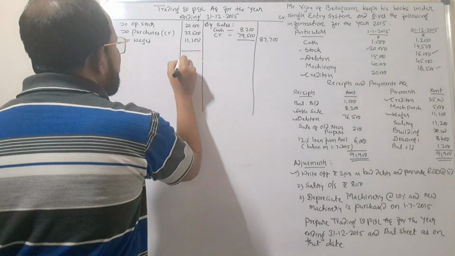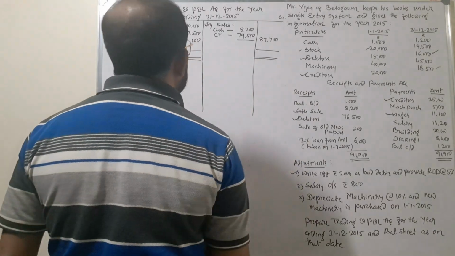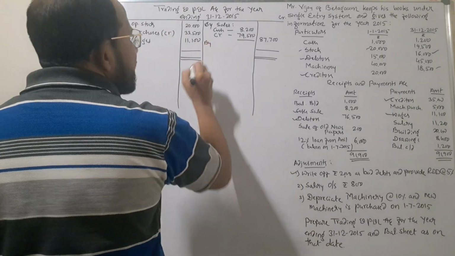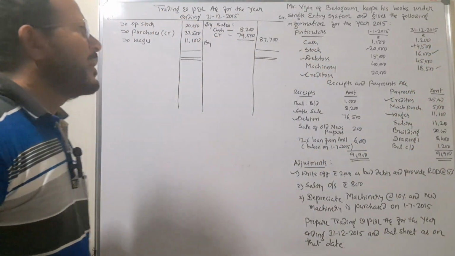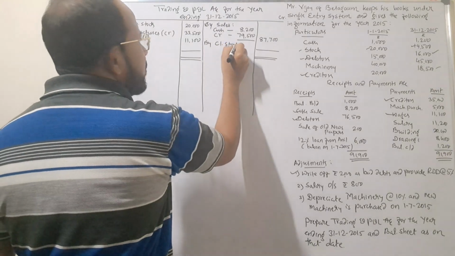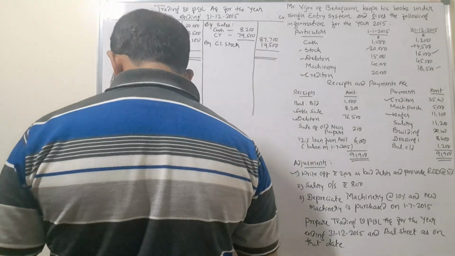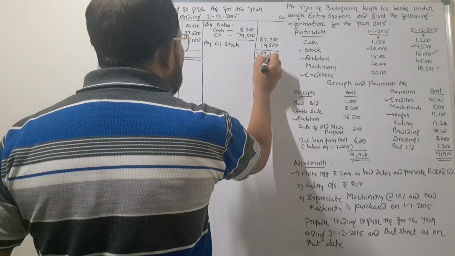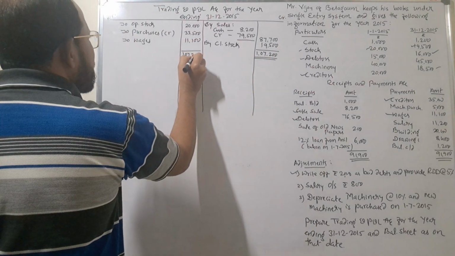Now we have to close the trading account. The first part of the trading and profit and loss account is going to be completed. But before this, we have to show the last item, that is closing stock. What is the amount? Rupees 19,500. Now close the account. The total comes to 1,07,200. Here also you write 1,07,200.